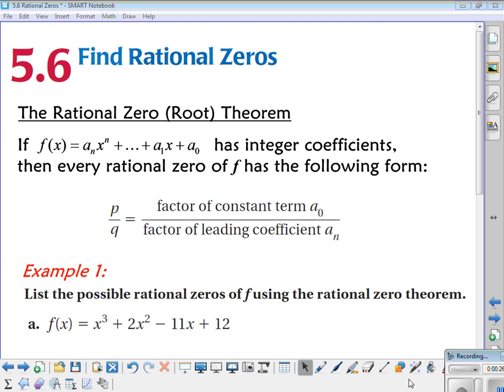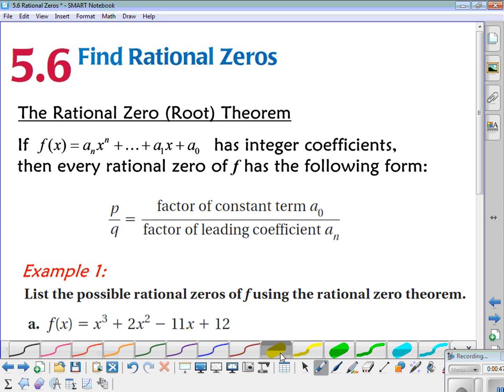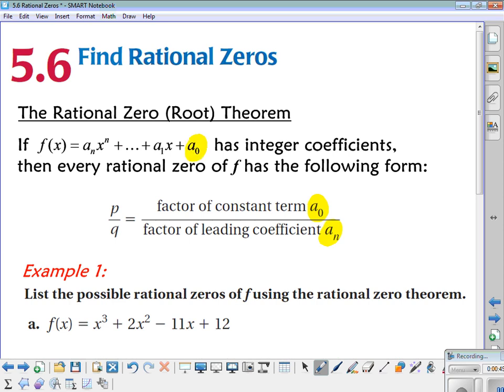What this theorem says looks more complicated than it really is. If I have a generic polynomial that has integer coefficients, then every rational zero of that function has the following form: p over q, or a factor from the constant term over a factor from the leading coefficient. So all I'm really concerned about are the beginning and the end of the polynomial to figure out the possible roots or possible zeros.